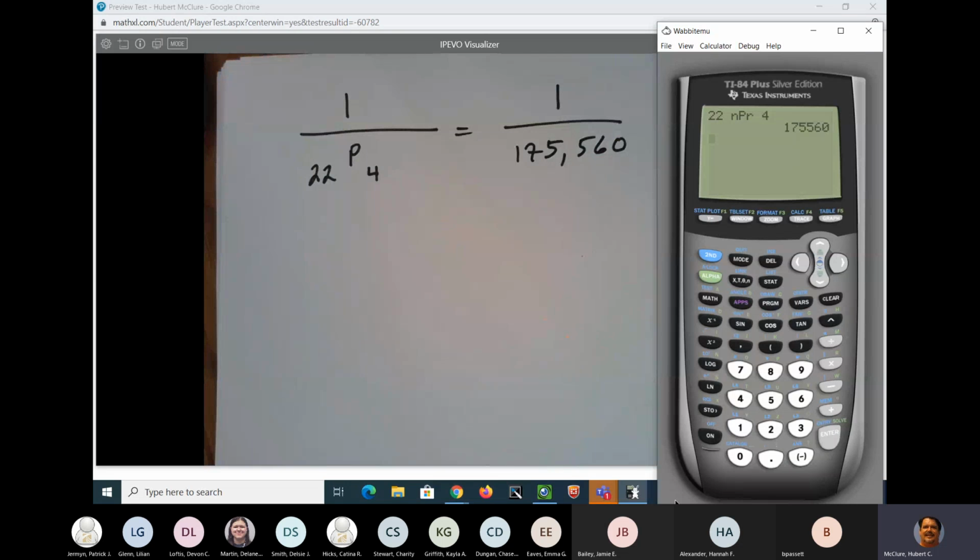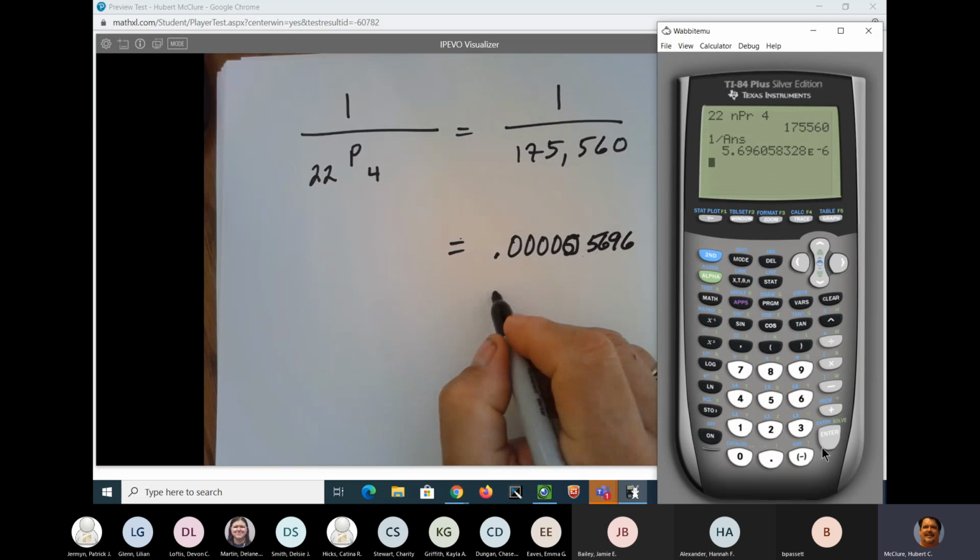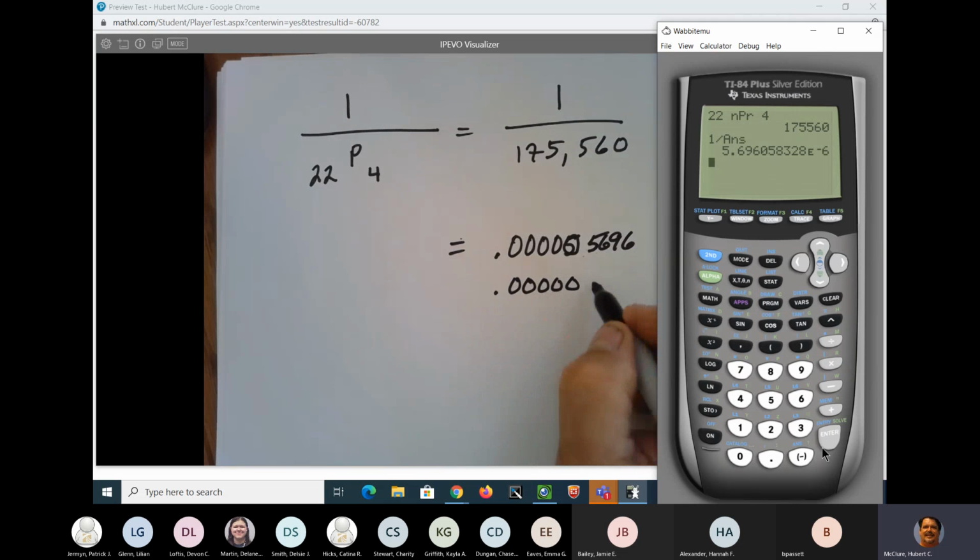And if you want to get the decimal, then just take 1 divided by second answer. And that's going to be 5 zeros. 1, 2, 3, 4, 5. Oops, sorry. 5, and then 5, 6, 9, 6. I'll write it again just so 1, 2, 3, 4, 5, 5, 6, 9, 6.